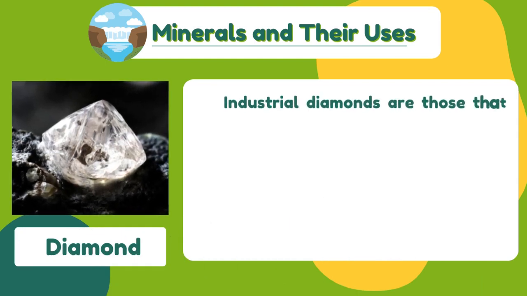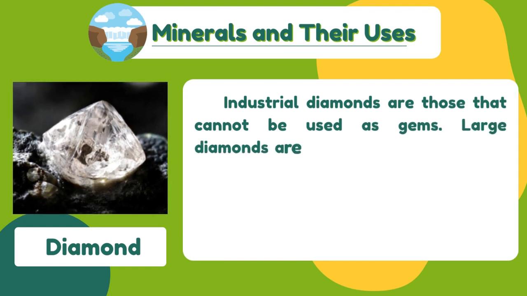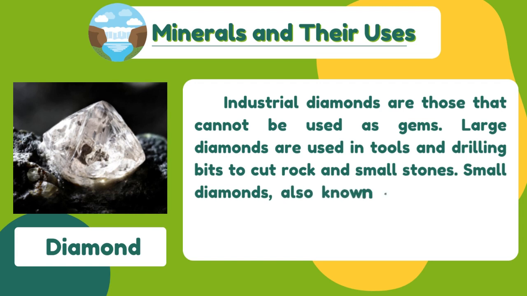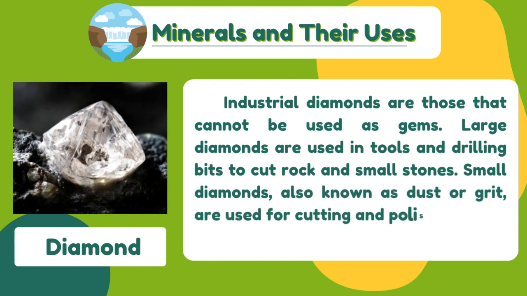Diamond. Industrial diamonds are those that cannot be used as gems. Large diamonds are used in tools and drilling bits to cut rock and small stones. Small diamonds, also known as dust or grit, are used for cutting and polishing stone and ceramic products.